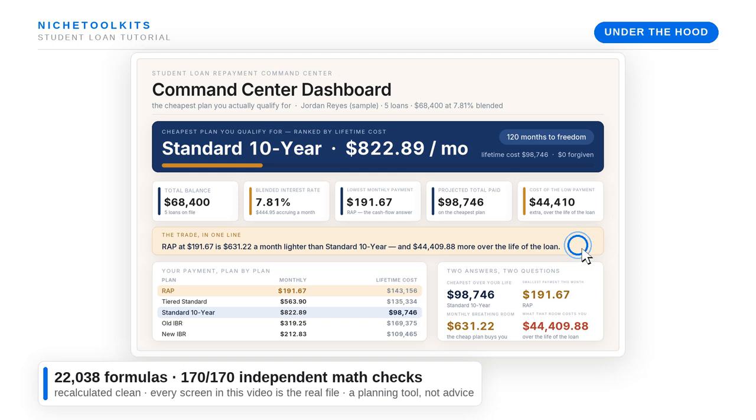This is a planning tool, not legal, tax, or financial advice. The rules changed on July 1st, 2026, and they are still evolving. Nothing here promises you'll qualify for any plan or any forgiveness. Confirm your own numbers with your servicer and at studentaid.gov.